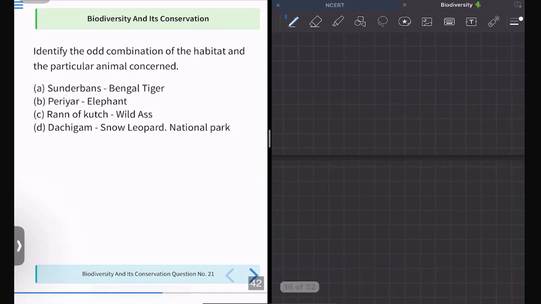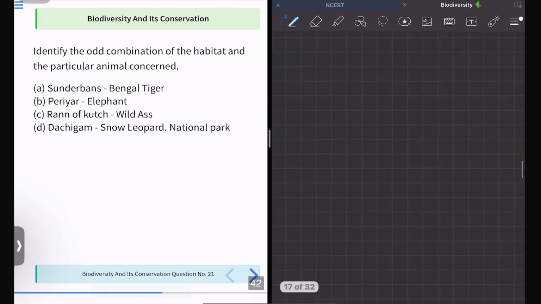In question number 21, the question is stating, identify the odd combination of the habitat and the particular animal concerned. Again, you are supposed to highlight or underline the term odd, because they are asking which among the following options is wrong. Odd means that it is not matching, correct? For this, you should know about all options. Then only you will be able to answer this question. Through this one question, they are checking if you know about all. So let us analyze each option and figure out which is the correct option.